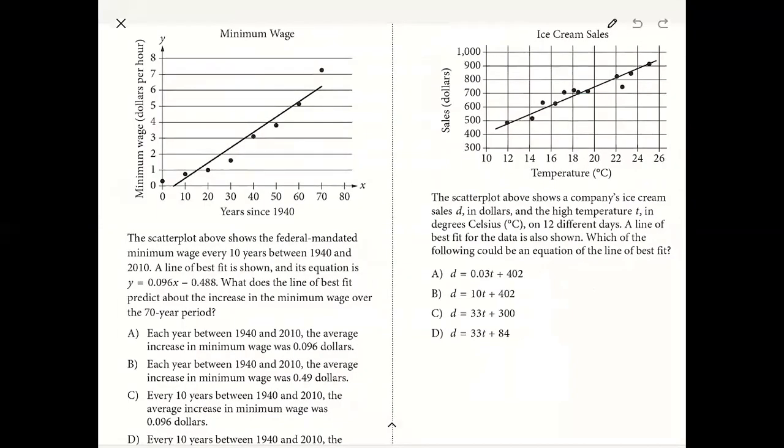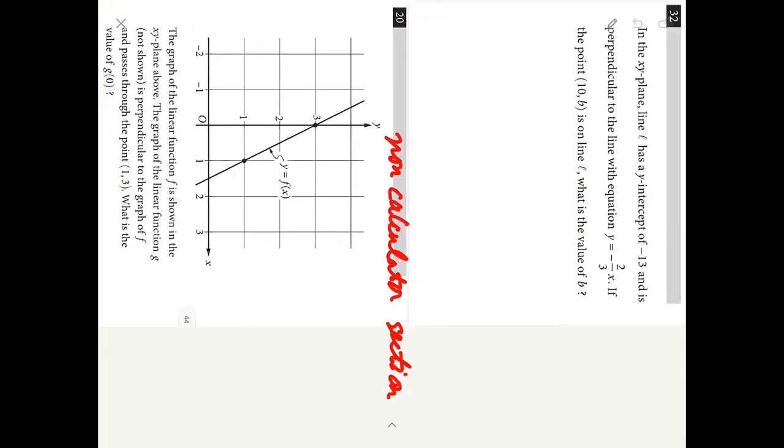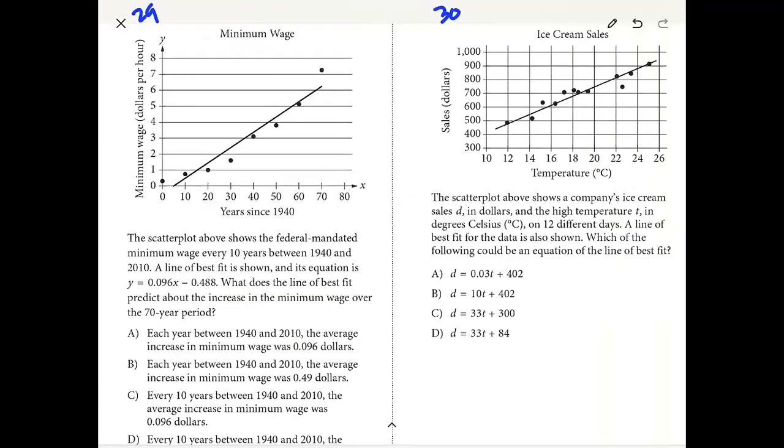All right, so now, this question here, I think this is 29, and I believe this is 30. Let me see. It might be 30, 31. I actually forgot to put the numbers on here.